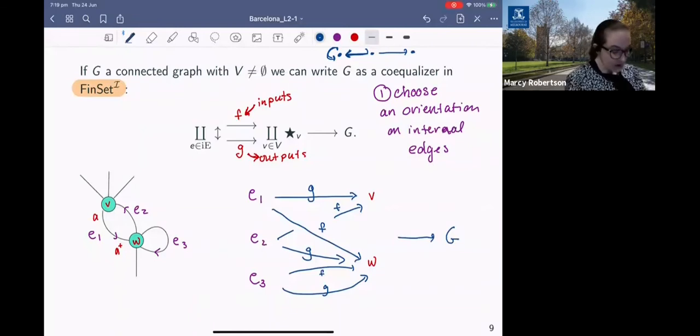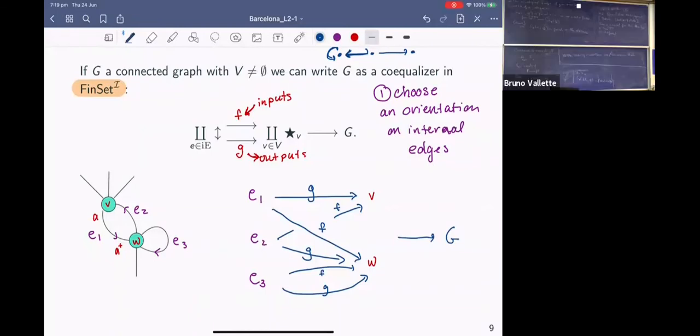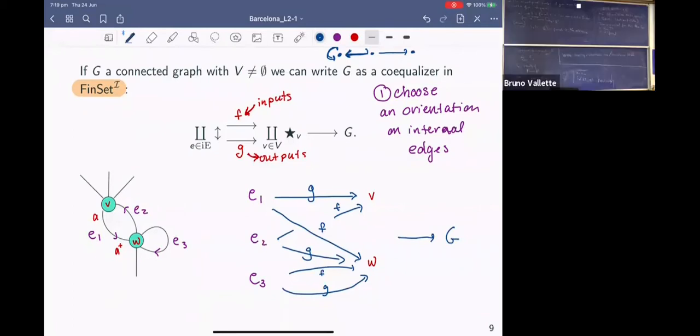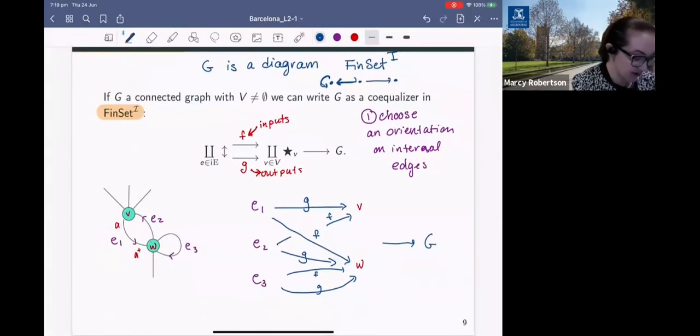Okay. So no, this is not in U, because these are not objects in U, because these are not connected. So this is not something that's happening in U. This is just saying that I can write G as a co-equalizer based on its internal edges. And so what this is saying is that G is made up of its vertices plus the data of how we glued it together.